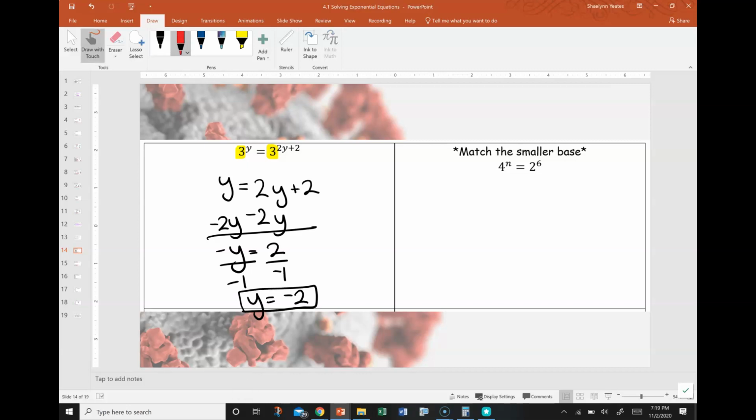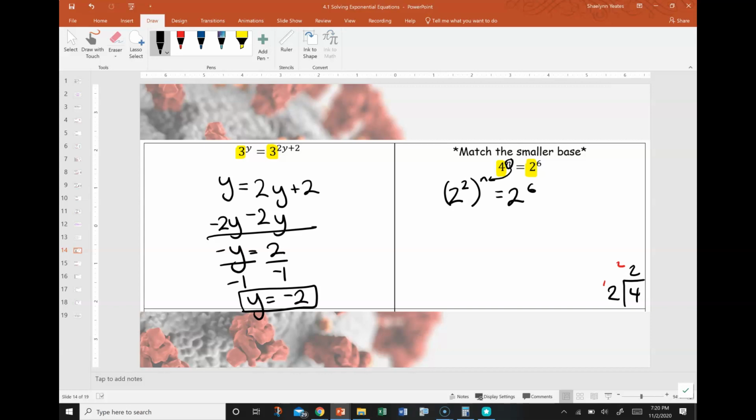Beautiful. All right, now I want to make these bases match. So I have a 4 and a 2. And my hint up here says match the smaller base. So we're going to take my bigger base, 4, and divide it by 2, and we find out that 2 goes into it twice. So I can replace this 4 with a 2 squared. Then there's an n on the outside because the n's on the outside to begin with. Equals 2 to the 6th.